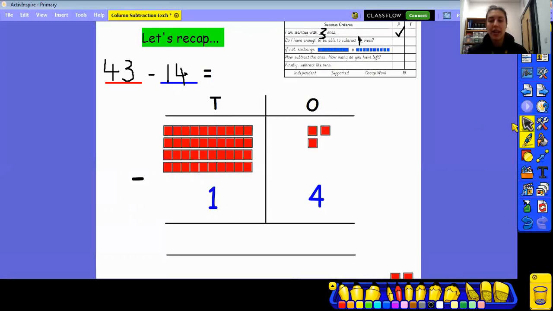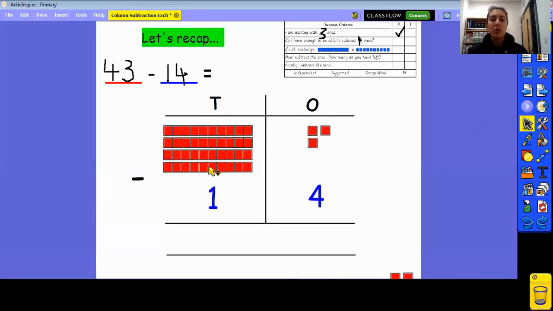That's right, well done. I need to make an exchange. So I'm going to take one of my 10s from my 10s column and put it into my 1s column. But 10s aren't allowed in my 1s column, it's too big. So I'm going to exchange that 10 for 10 1s, which it is equal to.